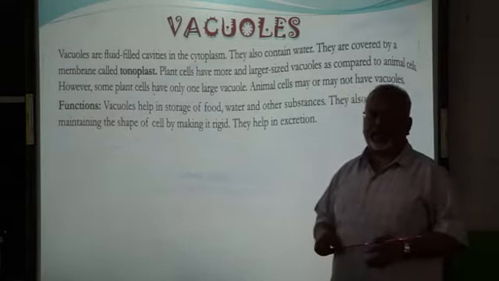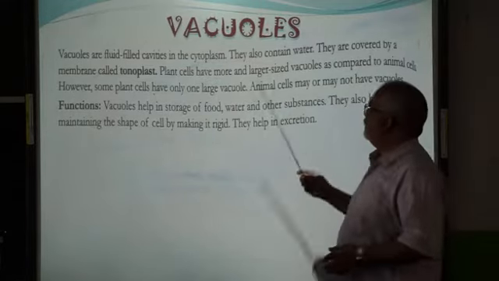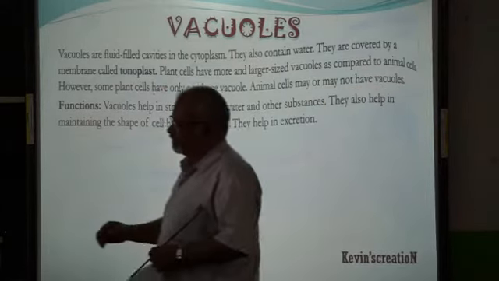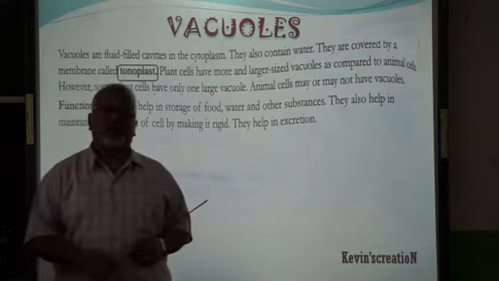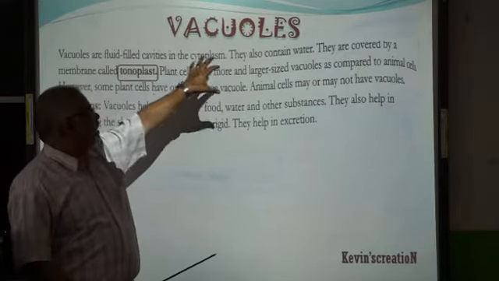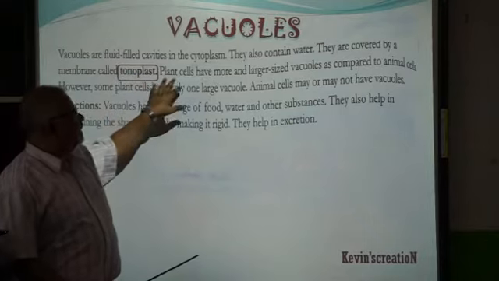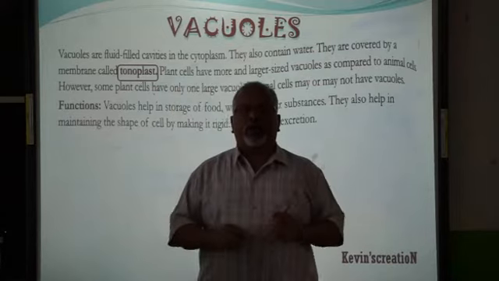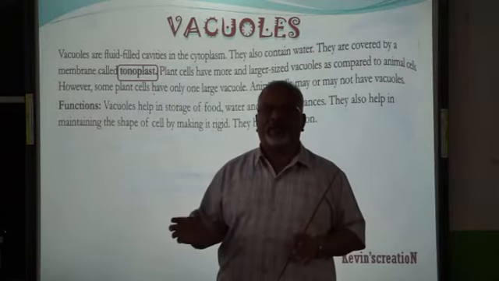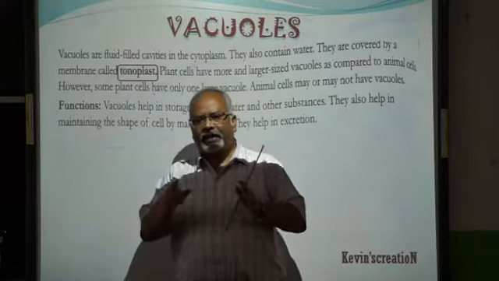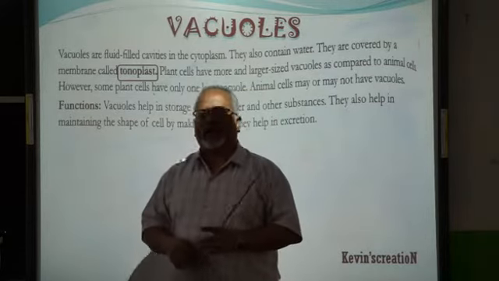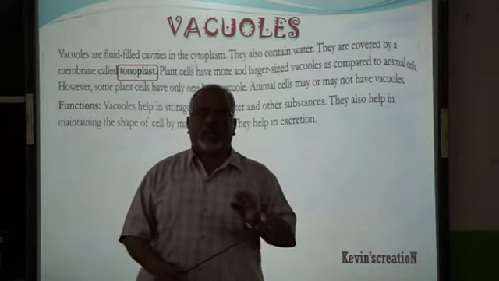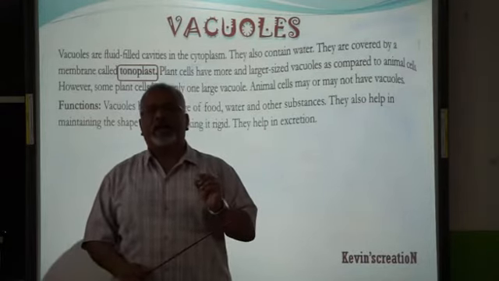They may have food materials, waste products, or water. They are covered by a single membrane, which is called the tonoplast. So the vacuole is covered by this membrane. Plant cells have much larger vacuoles as compared to the animal cell. If you compare the picture of a plant cell and animal cell, you will find the plant cell has a bigger vacuole, and animal cells either don't have vacuoles or have smaller, temporary vacuoles.